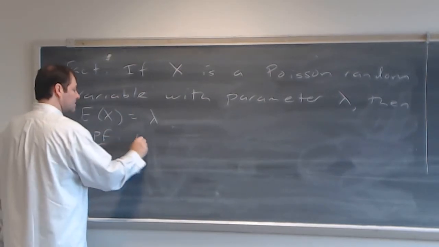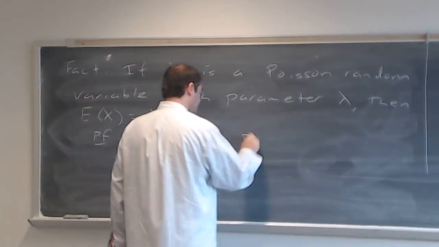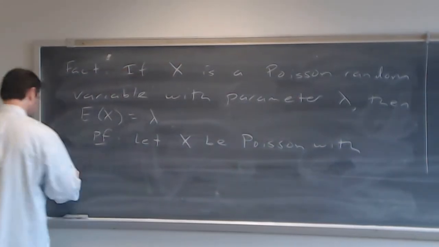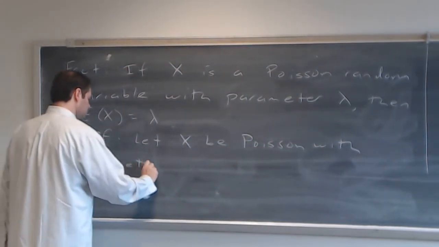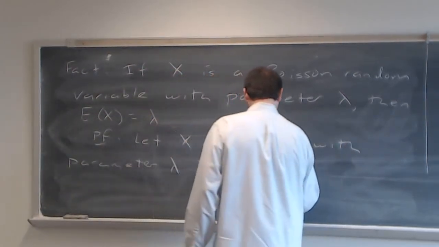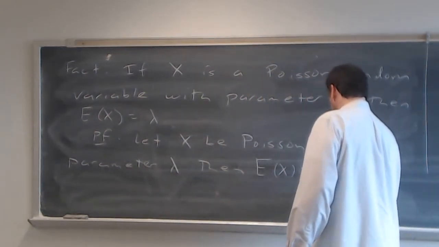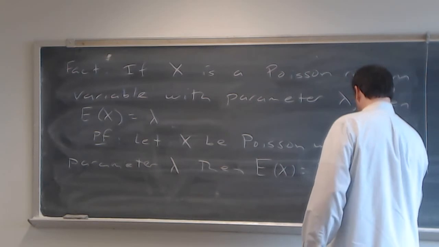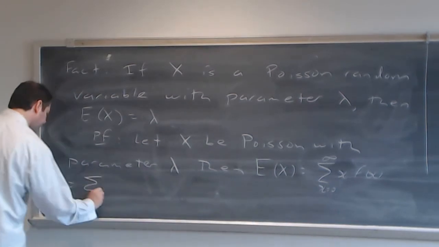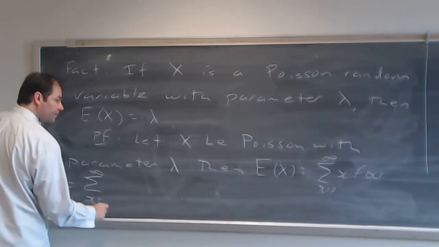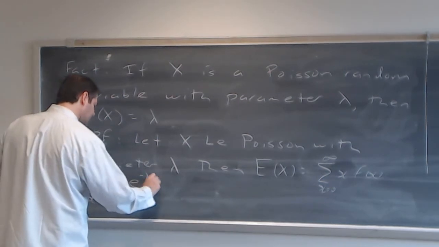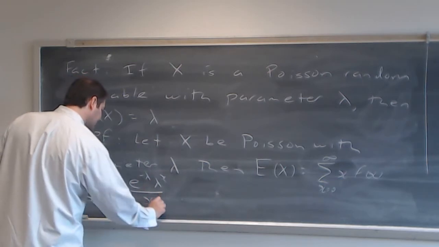Okay. So let X be Poisson with parameter lambda. Then, the expected value of X, by definition, is the sum over the x values of x times f of x. So the x values are from 0 to infinity. And that will be equal to the sum, as x runs from 0 to infinity, of x times f of x. Well, its representation is e to the minus lambda, lambda to the x, all over x factorial.